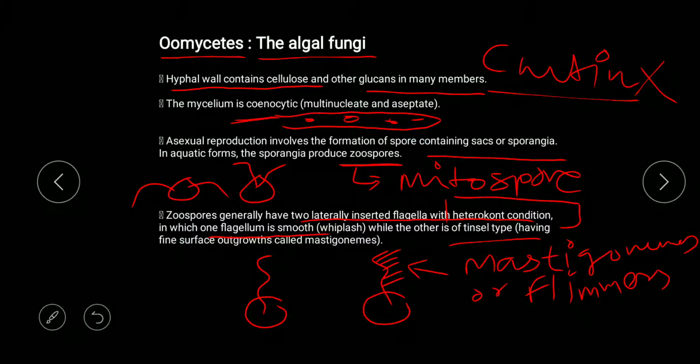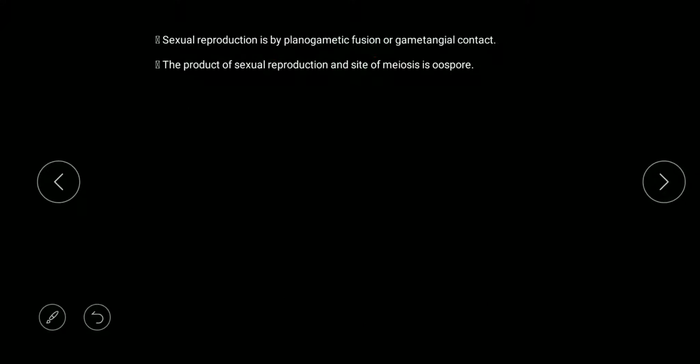They are known as flimmers or mastigonemes. They are the outgrowths which are found in the tinsel type of flagella, but not found in the whiplash type of flagella. So these are some of the characteristics of these lower fungi, that is the algal fungi.